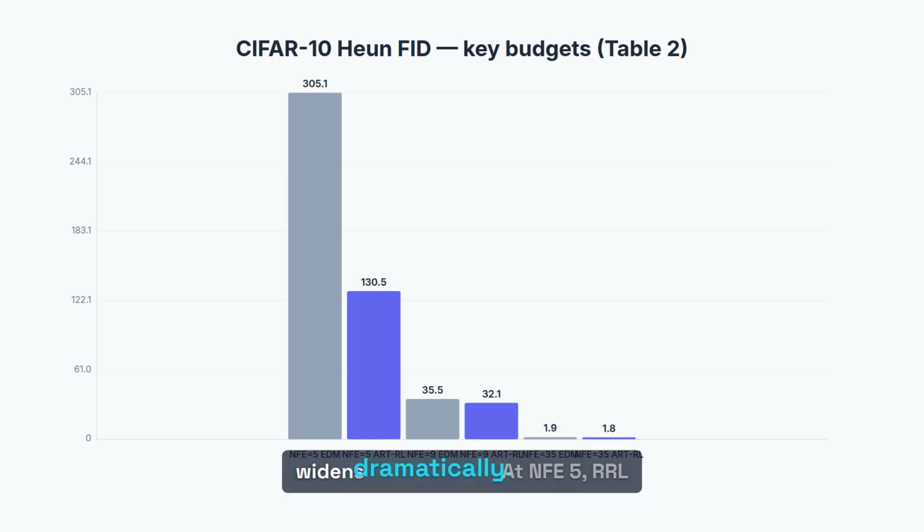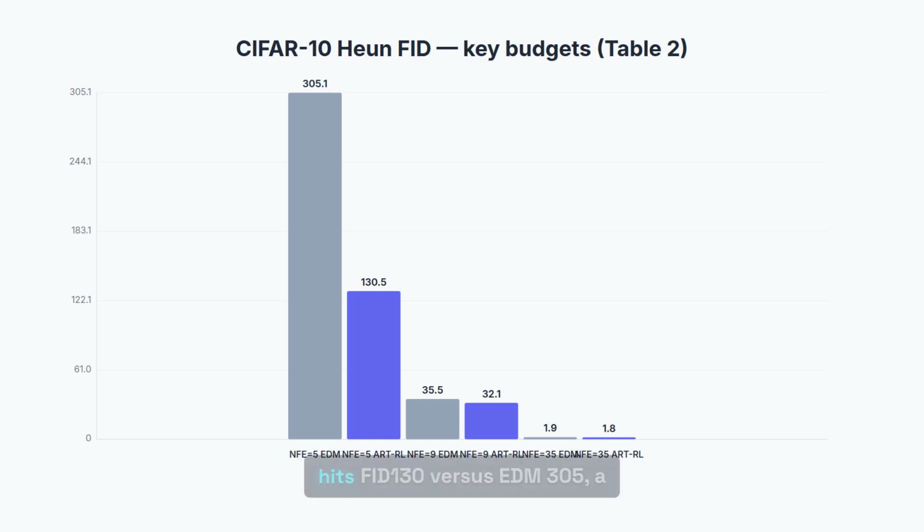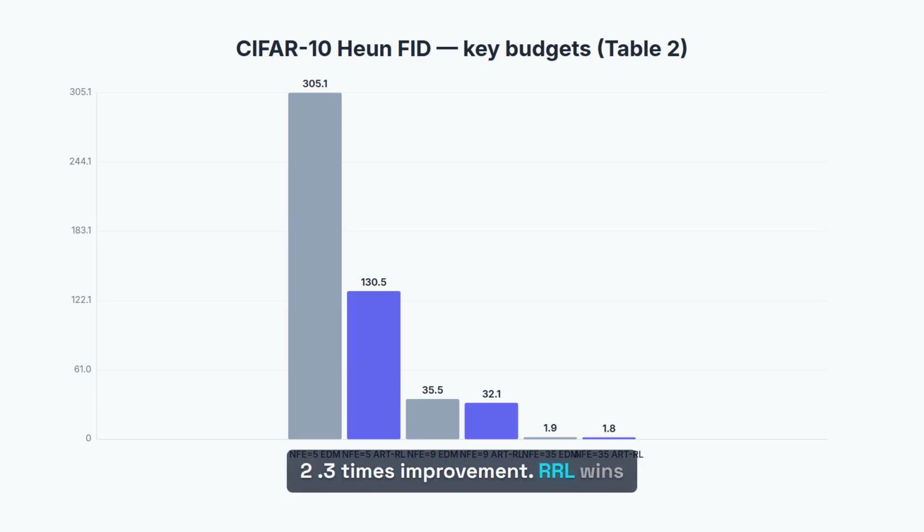At low budgets, the gap widens dramatically. At NFE 5, ART-RL hits FID 130 versus EDM 305, a 2.3 times improvement. ART-RL wins every NFE column in both Heun and Euler configs.